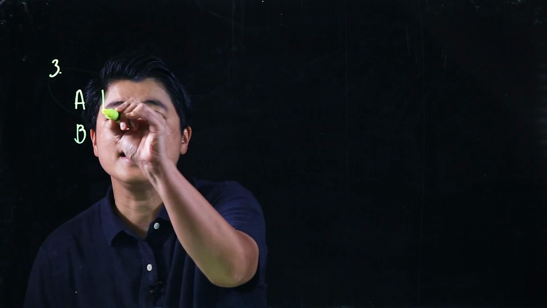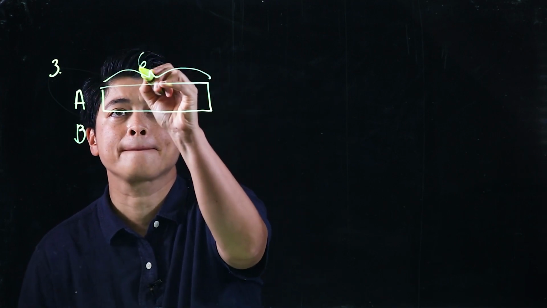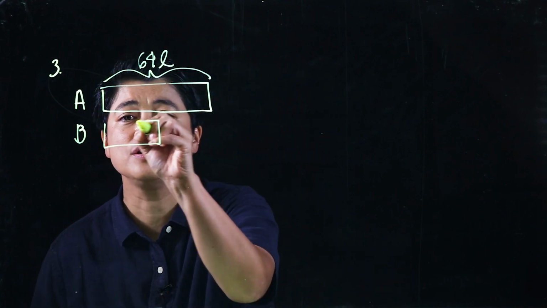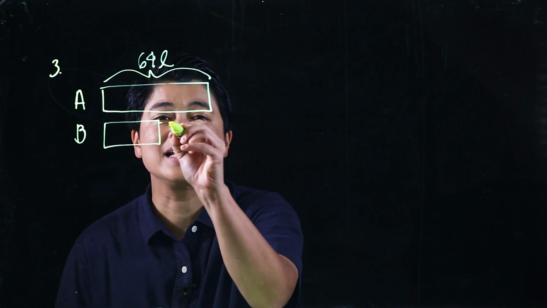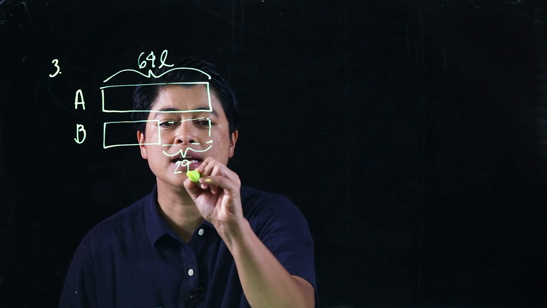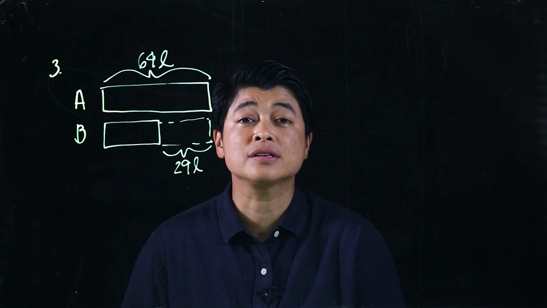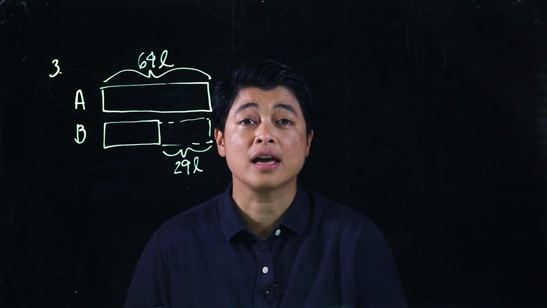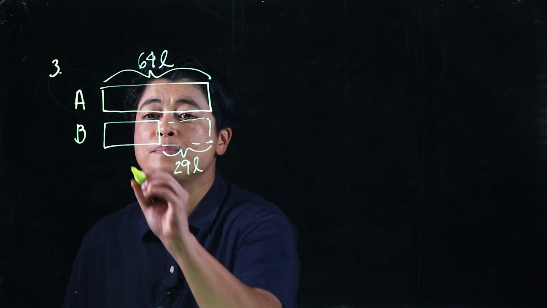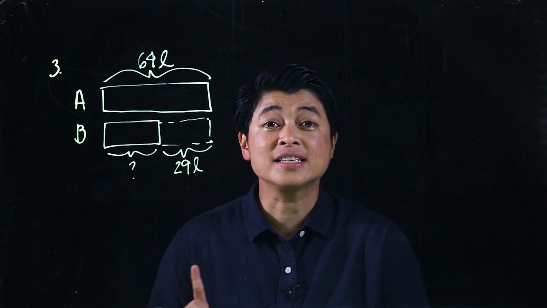Factory A is 64 liters. Factory B is shorter because they used 29 liters less. So that's what I would have done. This is 29 liters less. So the question is, how many liters of oil did they use altogether? For us to determine the altogether, we need to know what Factory B's amount was. So the first step is to find that.